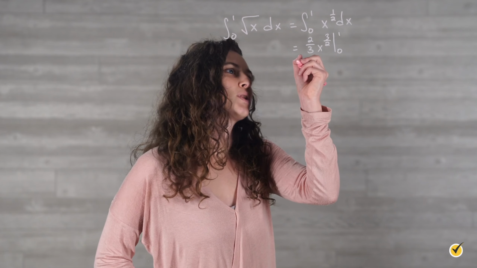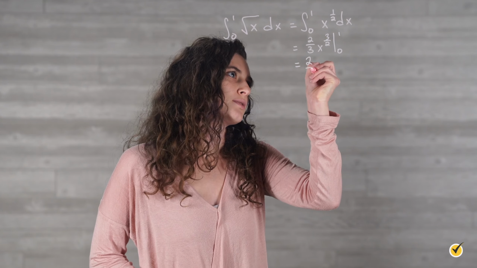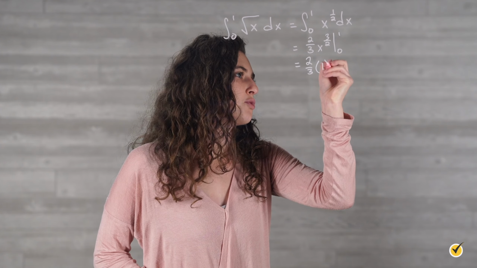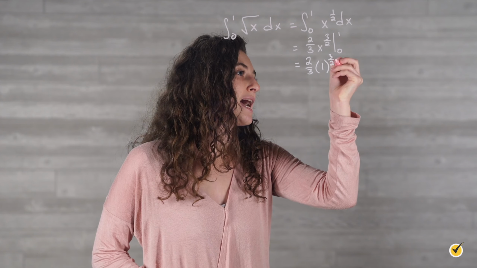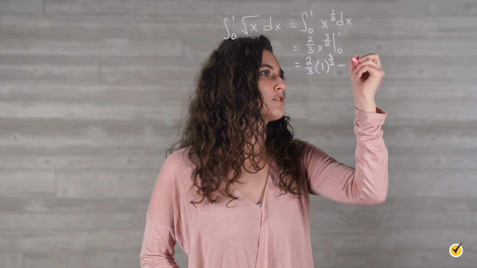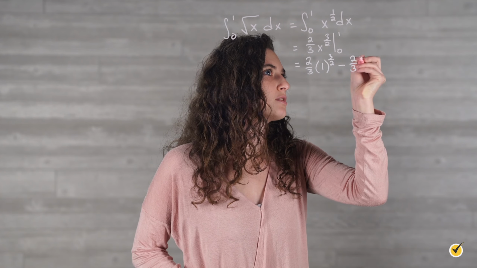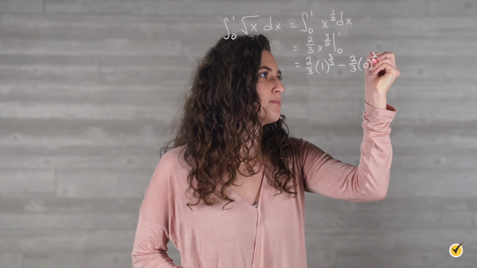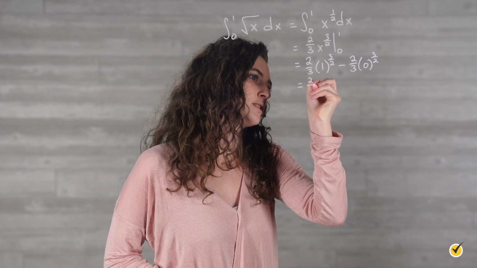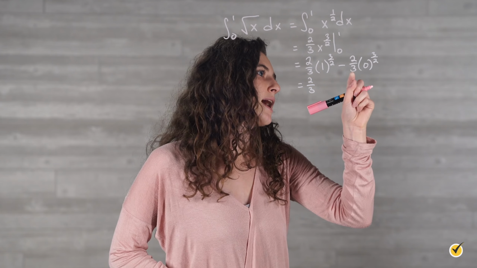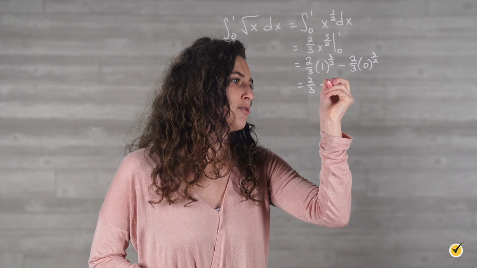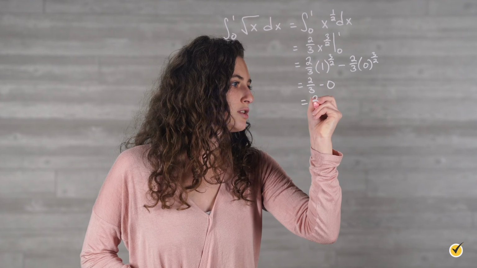Now we can evaluate. So we'll have 2/3 times, plug in 1 for x, so 1 to the 3/2 power. And then we'll subtract the value for when we plug in 0 for x. So minus 2/3 times 0 to the 3/2. 1 to any power is just 1, so this simplifies to 2/3. And 0 to any power is still 0, so we'll have minus 0, which is just equal to 2/3.